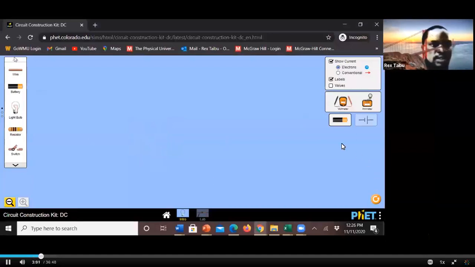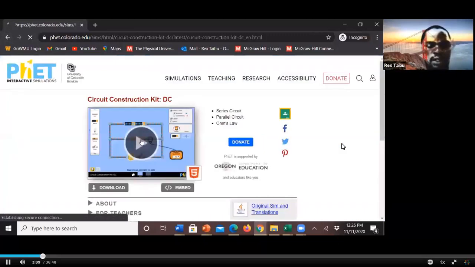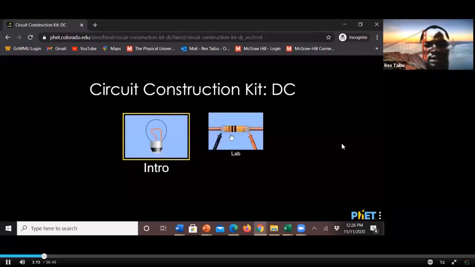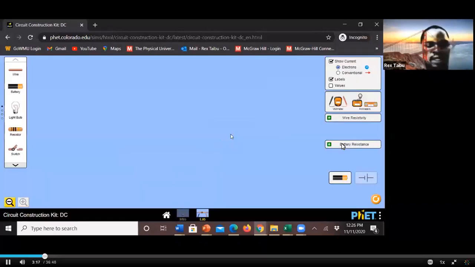That's the introduction. And let's see, the other one was what? We go back. We have intro and this one, the lab. Okay, pretty much the same. They're the same. You can click intro or you can click on circuit construction. So let's construct a simple circuit.